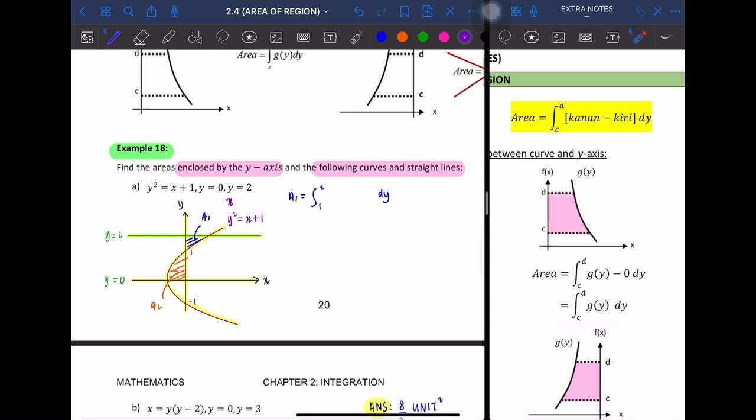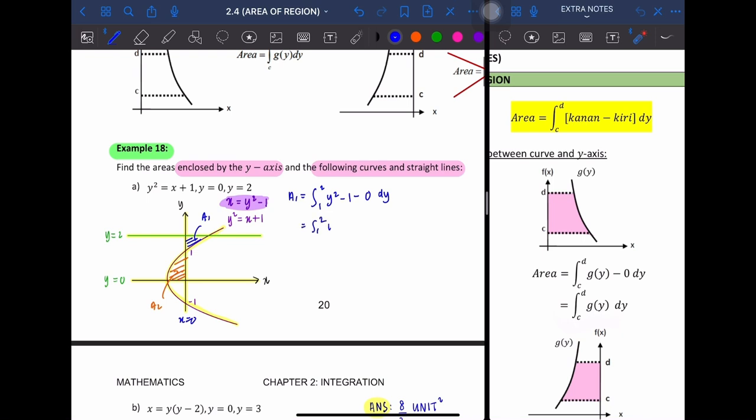So x equal to y square minus 1. Okay, kita dapat x equal to y square minus 1. Kita akan substitute dalam kita punya jalan kerja. So here y square minus 1. Okay, must be in terms of y. Okay, and then minus 0 lah, because the function kiri adalah x equal to 0. Okay, this is x equal to 0.